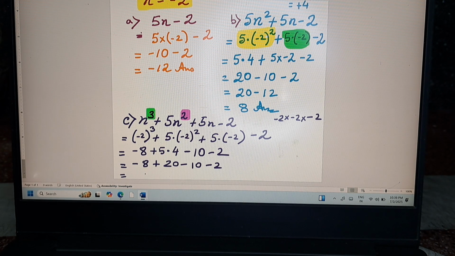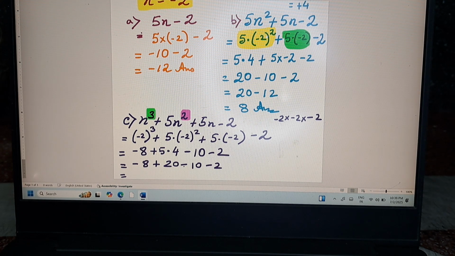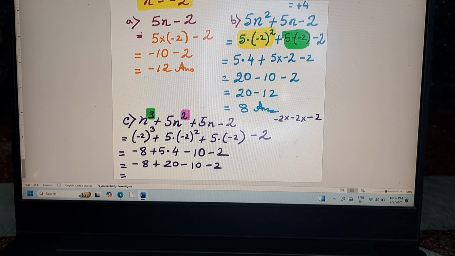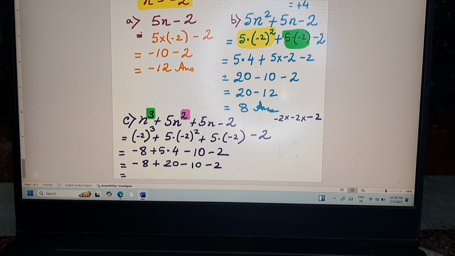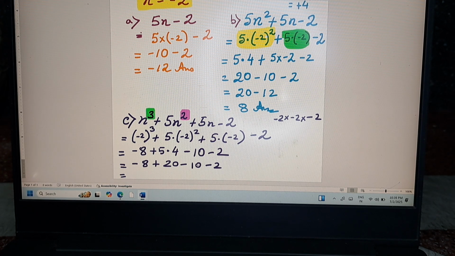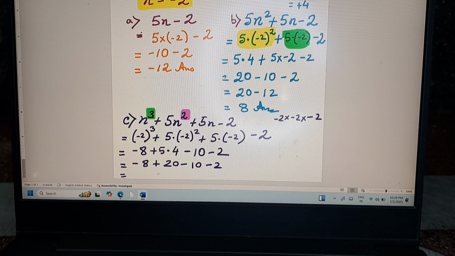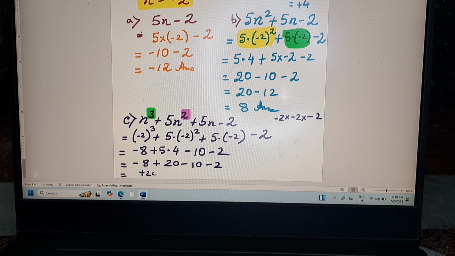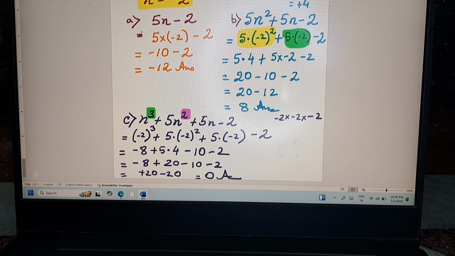So we can see over here, -8, -10 gives me -18, and -2 gives -20. So student, what will be the value? +20 -20, the answer will be 0.